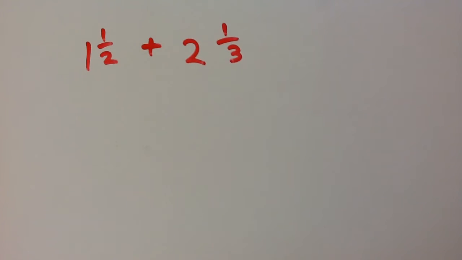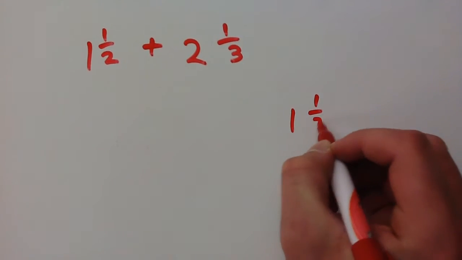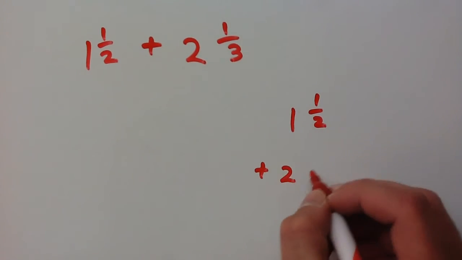1 and 1/2 plus 2 and 1/3. I'm adding mixed numbers here. The problem is written horizontally, but I like to operate with mixed numbers written vertically. So I'm going to write this vertically up and down, 1 and 1/2 plus 2 and 1/3.